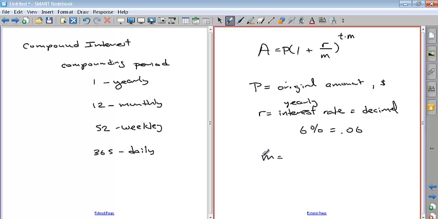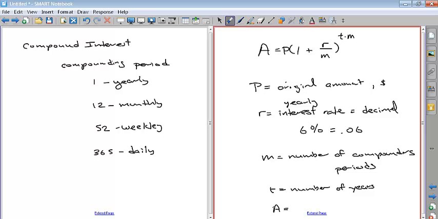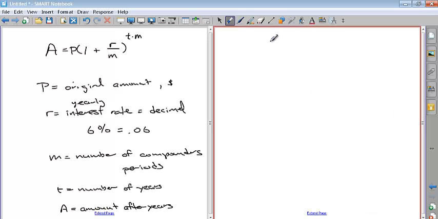M is the number of compounding periods from the previous page. And T is the number of years. And A is the amount after 2 years. So I'll give you some simple problems.